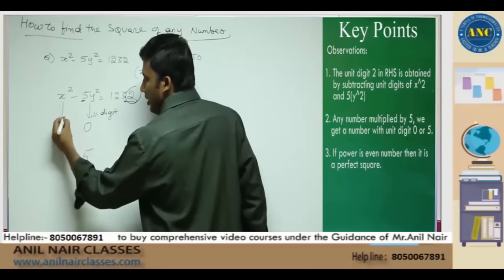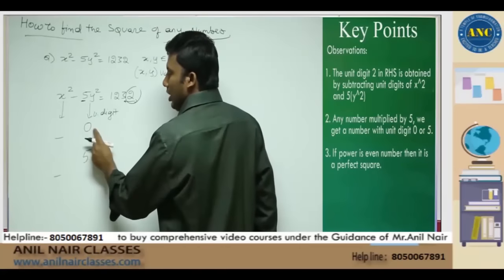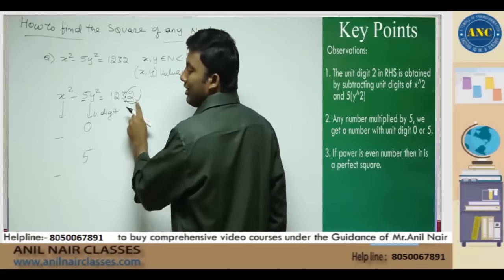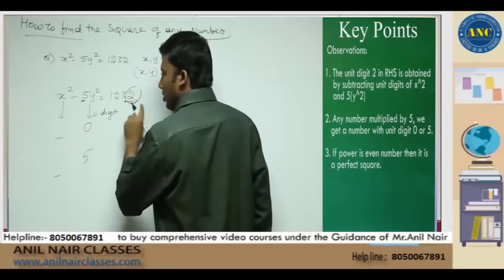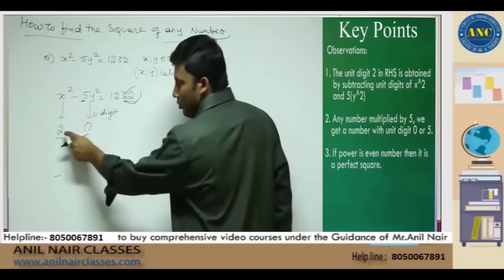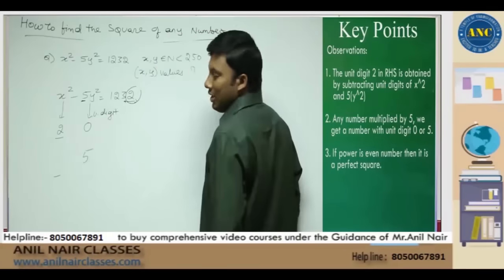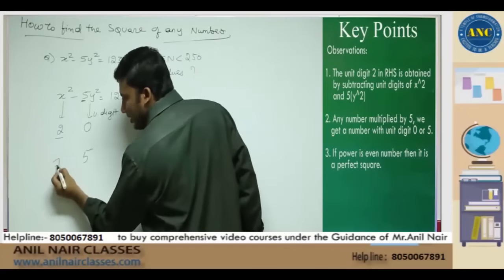X square unit digit we don't know. So something minus 0 is giving me 2. Only the reference point is the unit digit here. So something minus 0 is 2. That x square unit digit should be how much? 2, because 2 minus 0 only gives you 2. Something minus 5 is 2. What should be the x square unit digit?